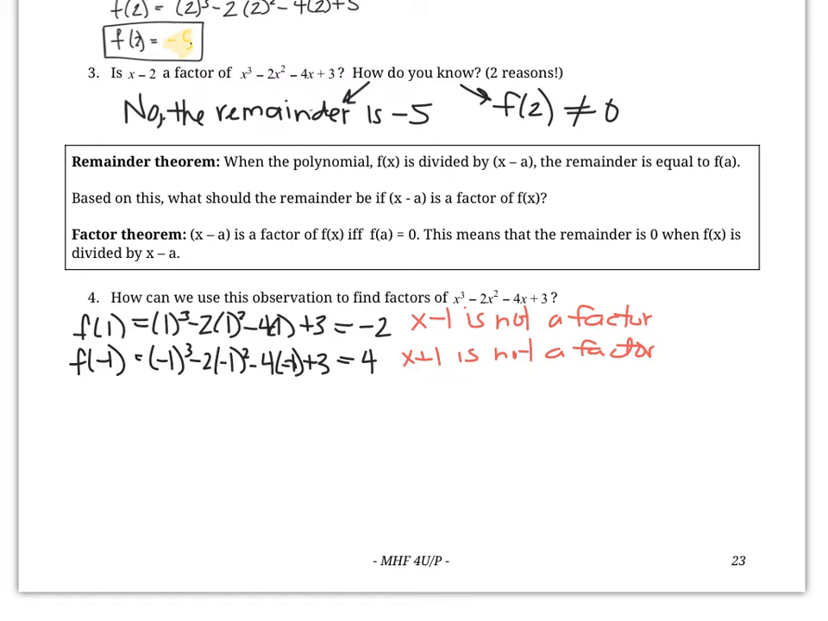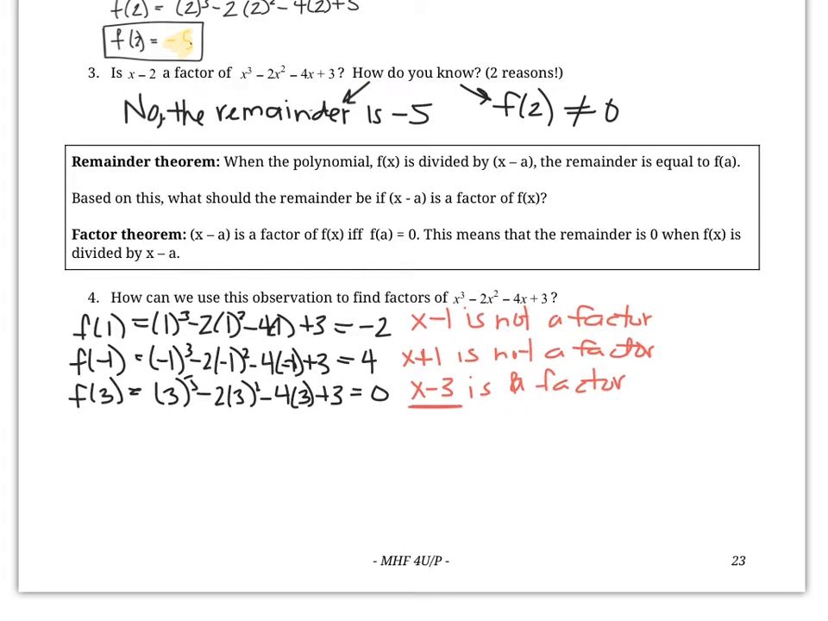Let's just skip ahead and try f at 3. And f at 3 happens to give us 0. So that means that when we divide x minus 3 into our dividend, we're going to get a remainder of 0, which means that it is a factor. Now that we have one factor, x minus 3, we can divide it into our dividend and find another factor. I've set up some synthetic division because our divisor is linear.